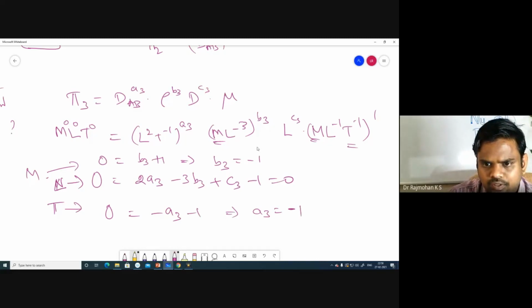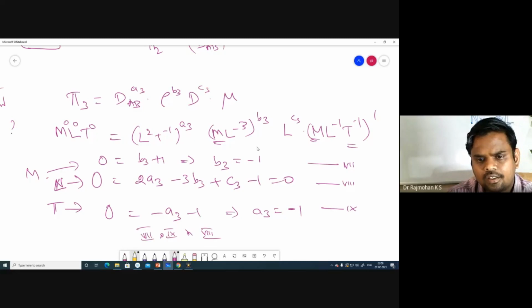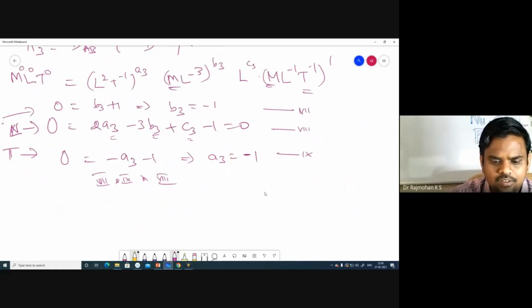So let us give the numbers 7, 8 and 9. Substituting 7 and 9 in 8, we can substitute the B3 value, which is minus 1, and the A3 value, also minus 1. So what is C3? Simplify to get the C3 value.